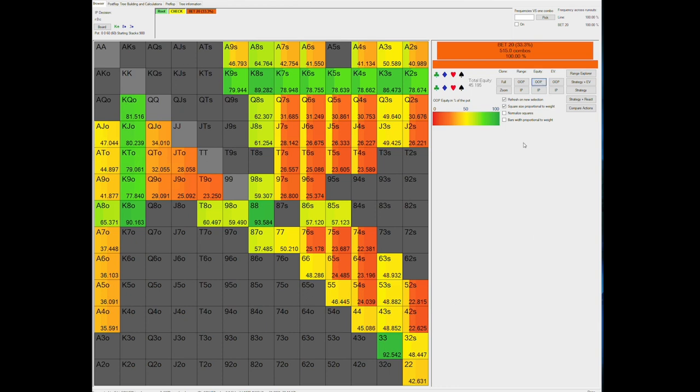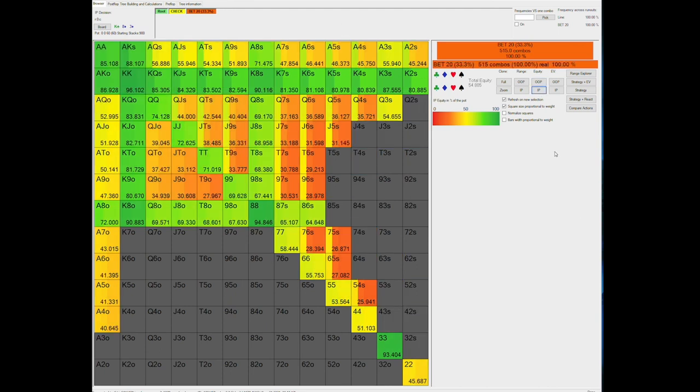Don't pay attention to these ranges. These are just simplified ranges. I just made them pure just to exemplify the point, make it easier to read. So we look at the equity. So who has the equity advantage now? It's right, the in-position player.